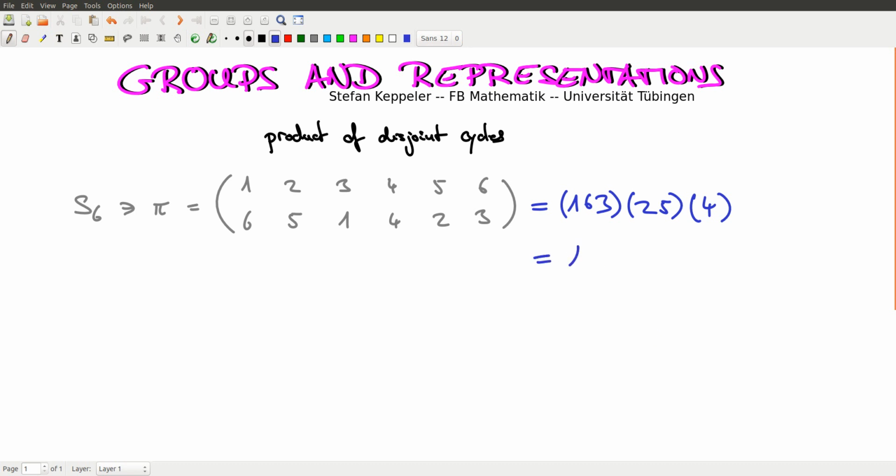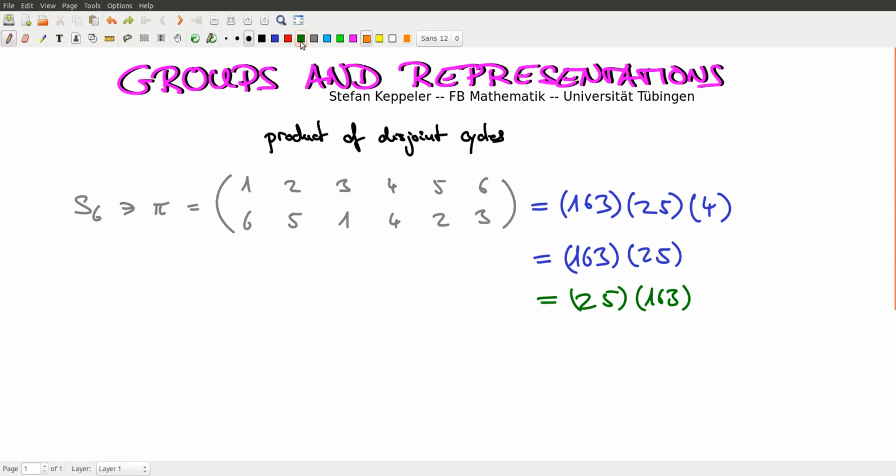And we usually omit 1-cycles. So we would write this as the 3-cycle (1 6 3) and the 2-cycle (2 5). And now since they are disjoint, no number appears in several cycles, it doesn't matter in which order we write them because they don't interfere. In general, if we have cycles with numbers appearing several times, we will read them from right to left, like functions acting on something. And we will see this in a minute. But here it doesn't matter in which order we write them.